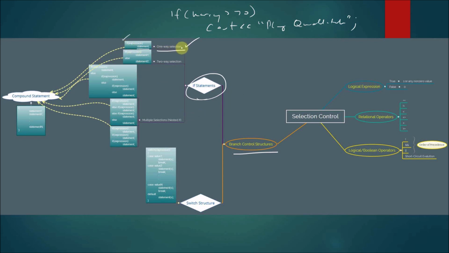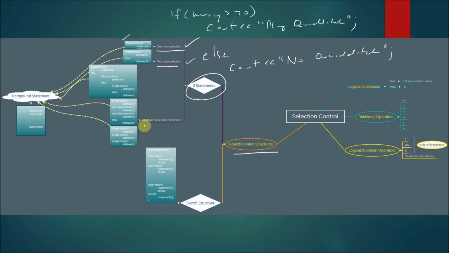Outside of having a one-way selection, you can also have what's known as a two-way selection. If a certain logical expression, then statement, else another statement. That's two-way selection. In other words, if Harry greater than 70, cout play Quidditch, you can also have else cout no Quidditch. Right, that's a two-way selection.